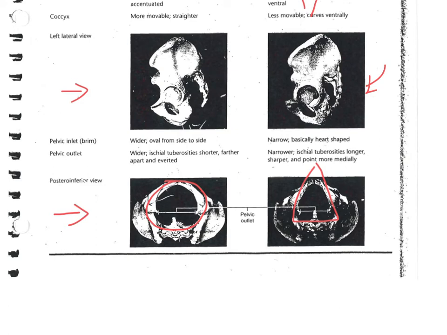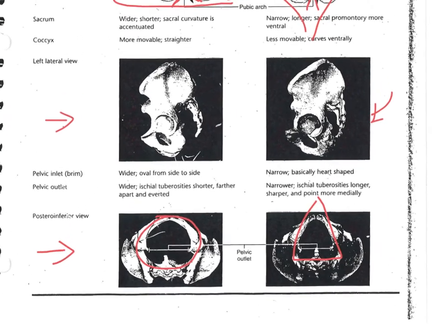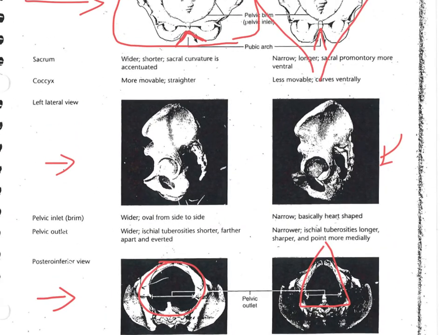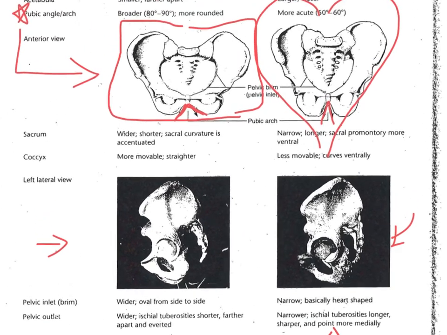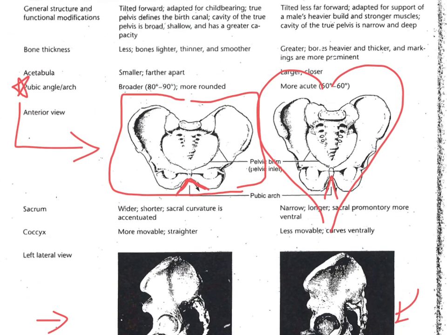So again, from the inferior view, you're looking at the size of the outlet, the curl of the coccyx laterally, and from an anterior view, which is the most common one, you're looking for the general shape of the hip and the angle we call the pubic arch.